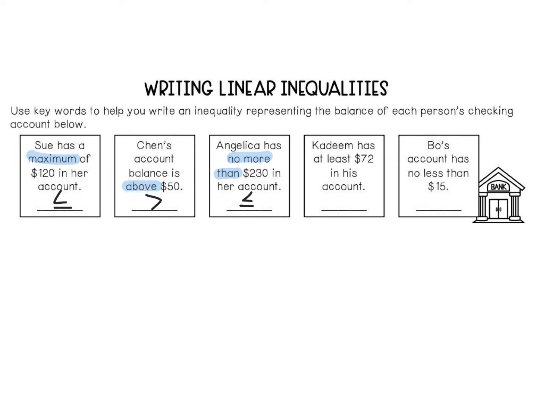Kadeem has at least $72. The key word here is at least, which means it's got to be $72 or more. So we say greater than or equal to. And lastly, Bo's account has no less than $15. No less than $15 is another way of saying you cannot have 14, you cannot have 13, 12, or 10. You can have no less than 15, so it's at least $15, or greater than or equal to $15. You could have 15 or more.